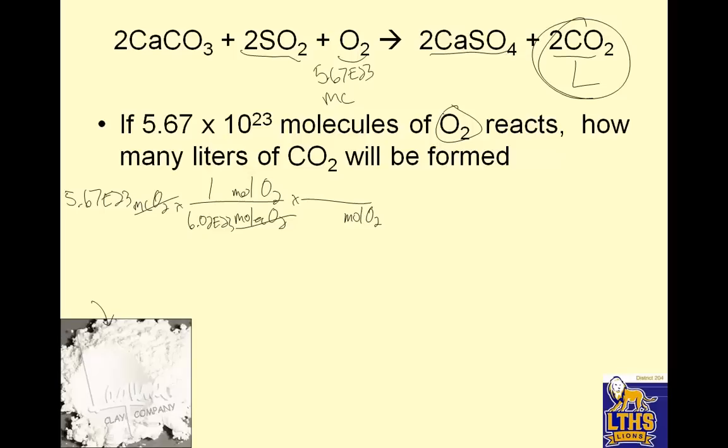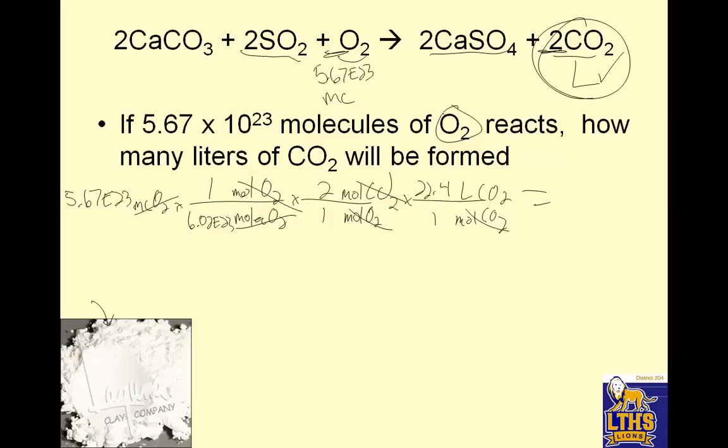And then get rid of moles of O2, and I'm trying to get into liters of O2. I can't go right into liters of O2. I first must go into moles of... sorry, I want liters of CO2. So I first have to go into moles of CO2. So let's take a look at what we have here. Moles over moles, I use coefficients. Oxygen's 1, carbon dioxide's 2. Then moles of CO2 and liters of CO2. 1 mole is 22.4 liters. And that's the unit that I want. Check.